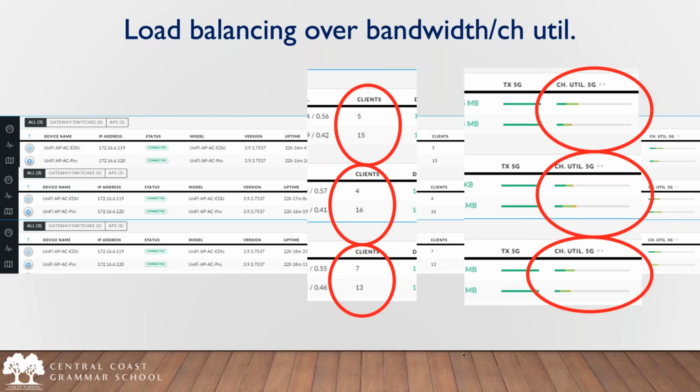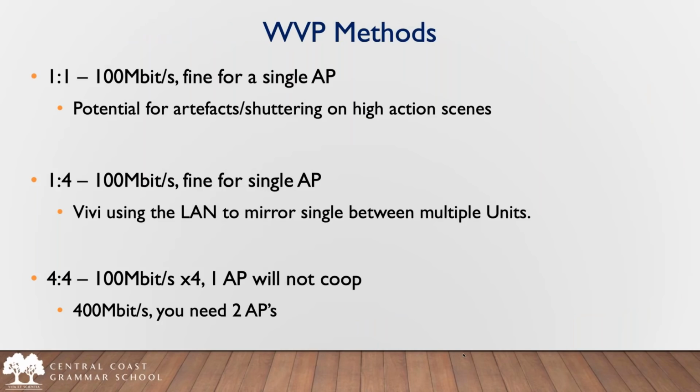Because when you're looking at wireless video presenting, 1-to-1 is 100 megabits. A single AP will be generally fine. You might see a bit of artifacts or shuddering in high-speed action scenes. 1-to-4 with Vivi is the same as 1-to-1, because the Vivis actually mirror the image to each of the 4 in its group across the LAN, not as 4 individual wireless streams. But when I'm talking 4-to-4, one AP just won't cope. And I saw that. It would try and struggle, and eventually everything would just fail, because this is what I needed to make it look.